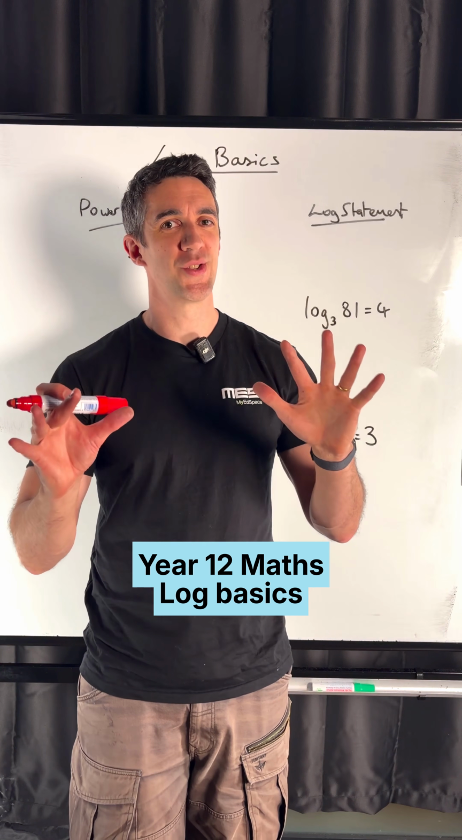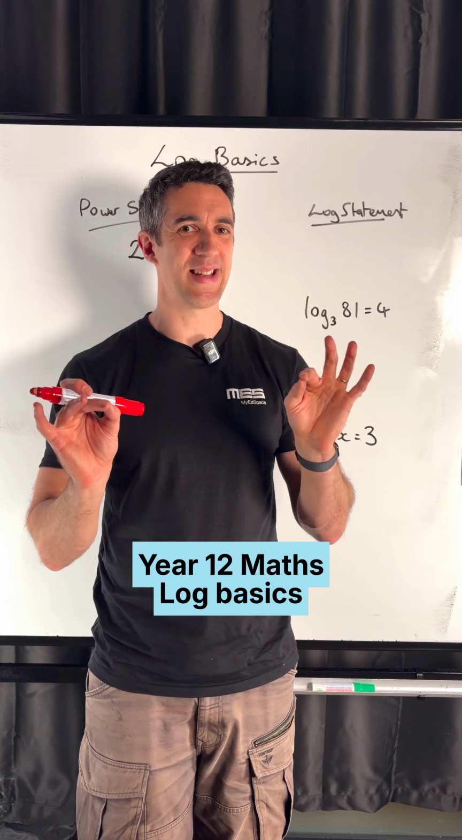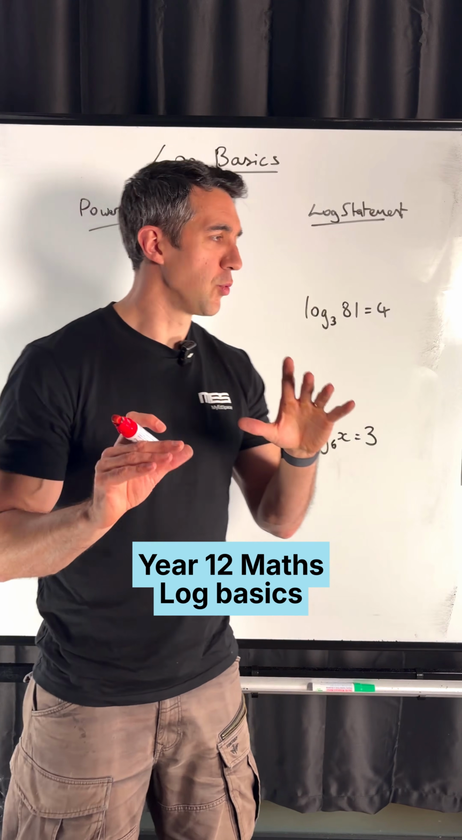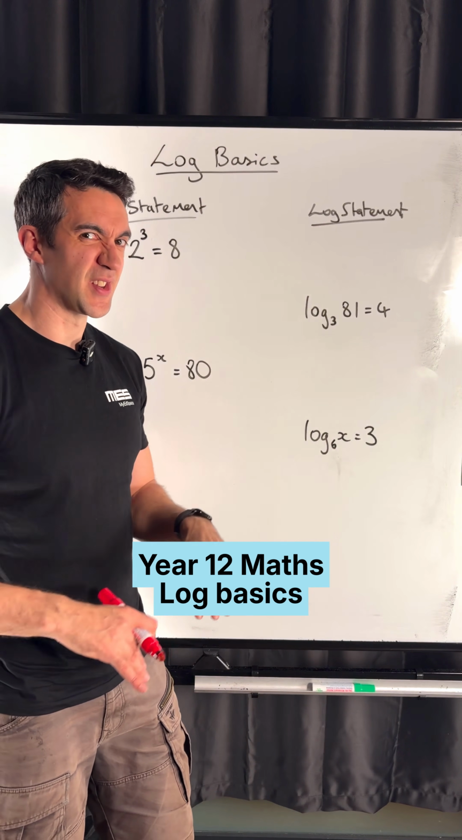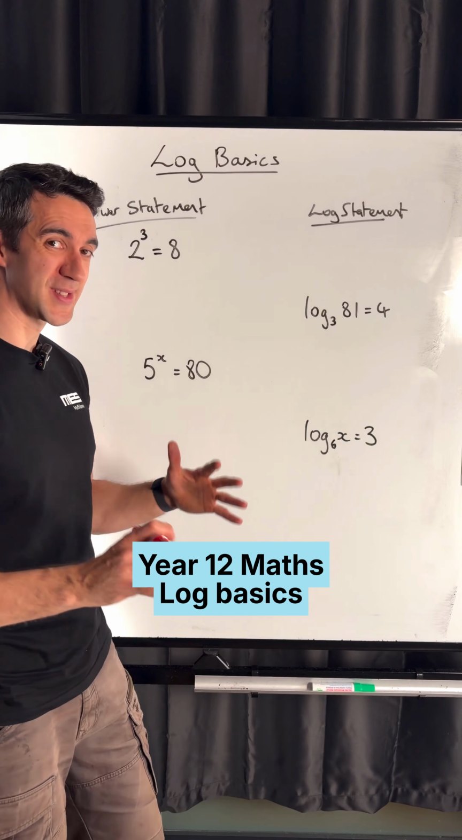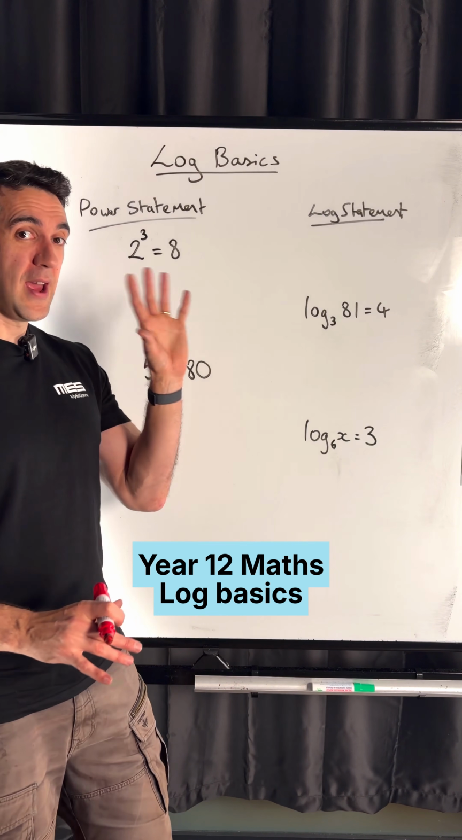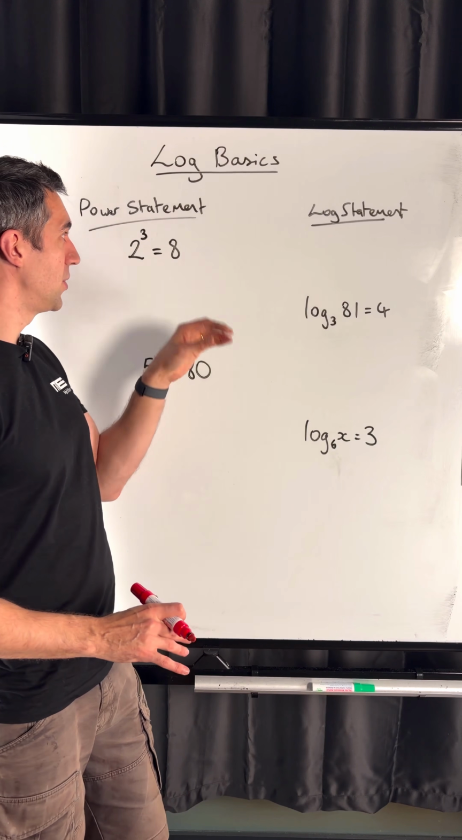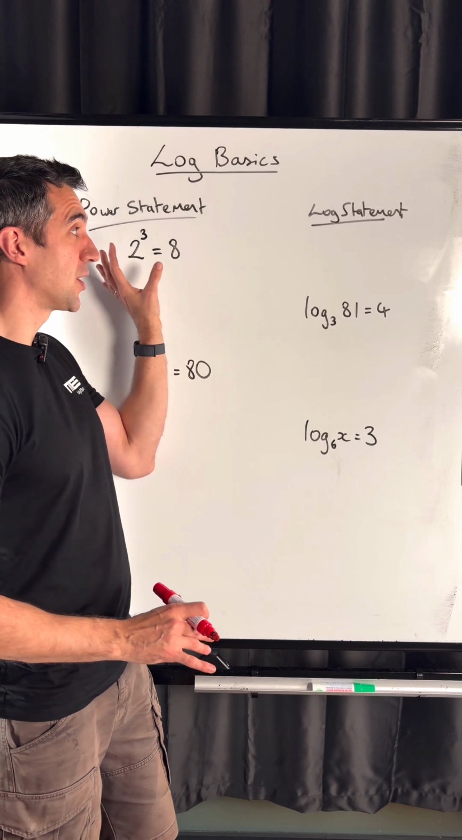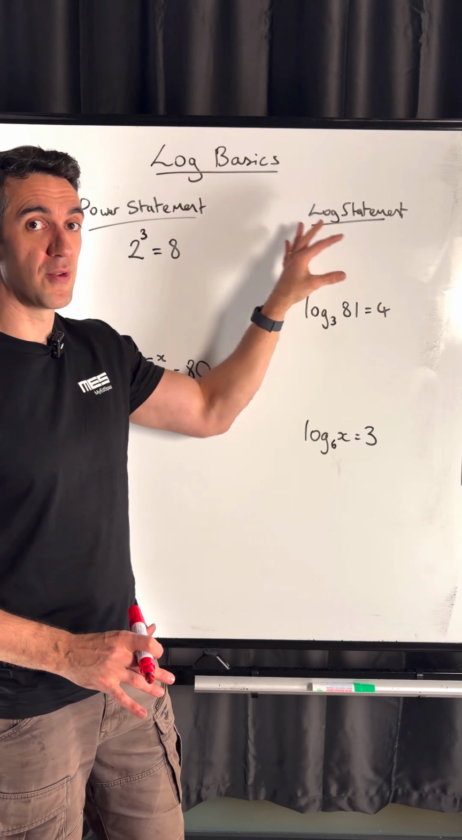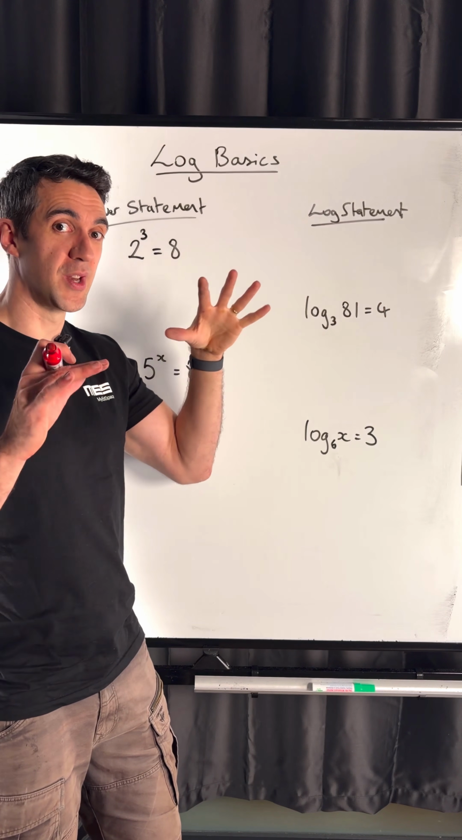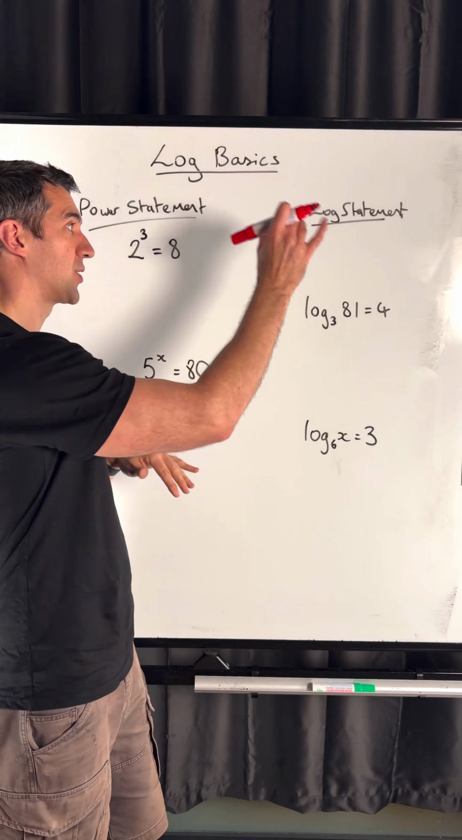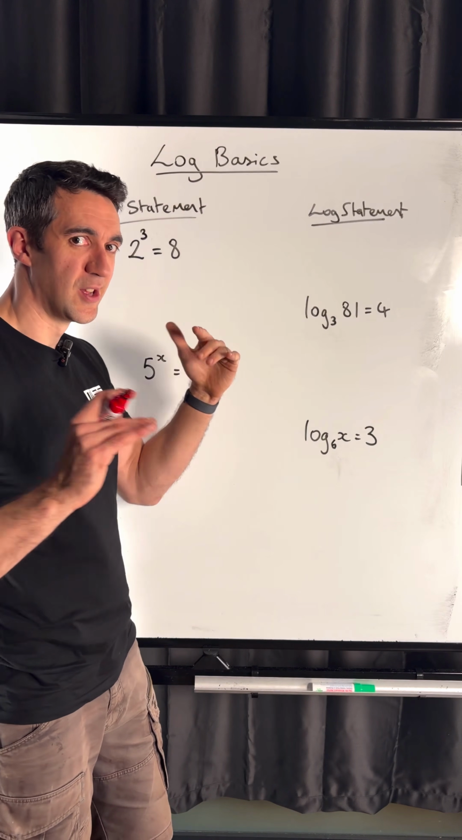All right, Year 12 mathematicians, today we are going to look at our log basics, nothing to do with trees. Once we've got our log basics in place, the rest starts to feel a little bit easier because we understand what's going on. So every time we write a power statement, such as 2 cubed equals 8, there is an equivalent log statement that we can then write down for that.